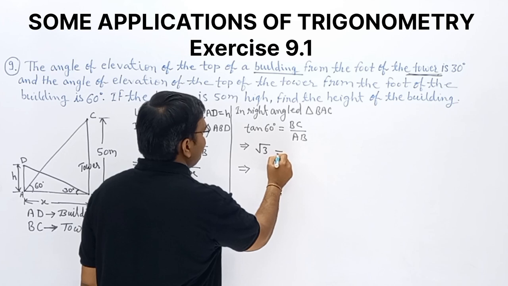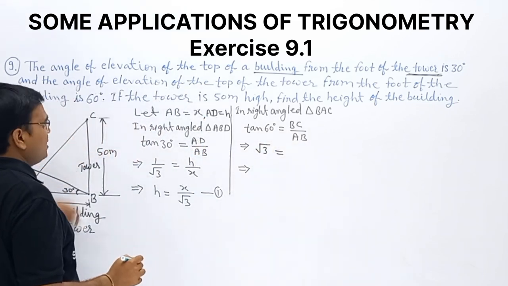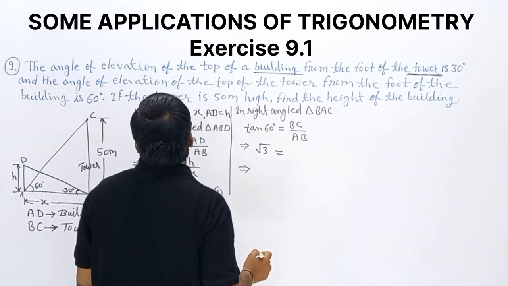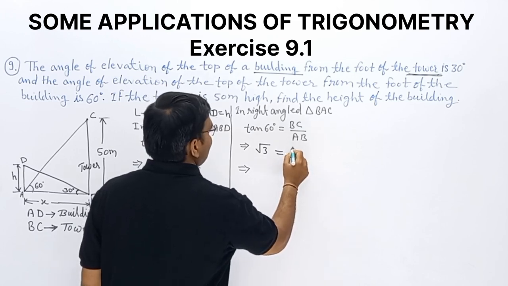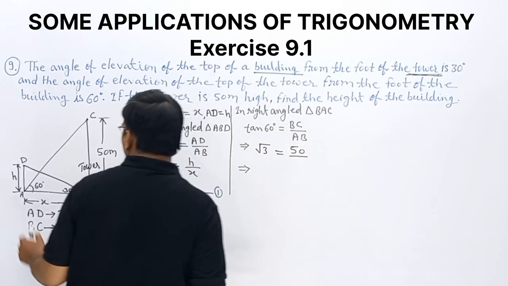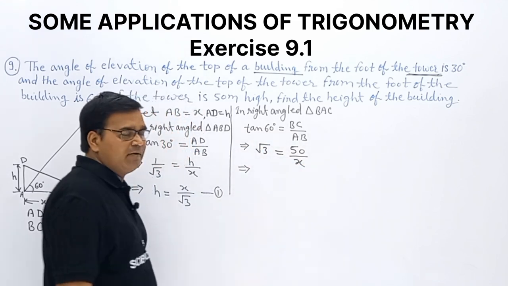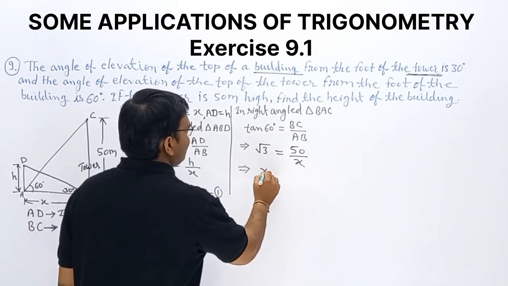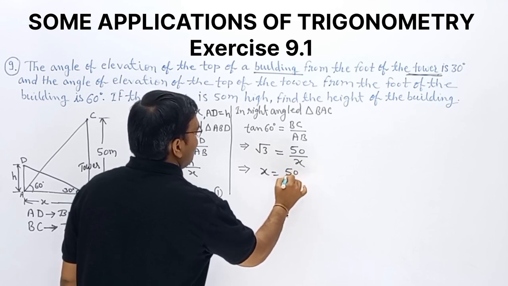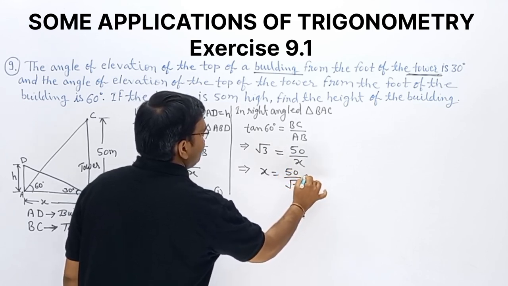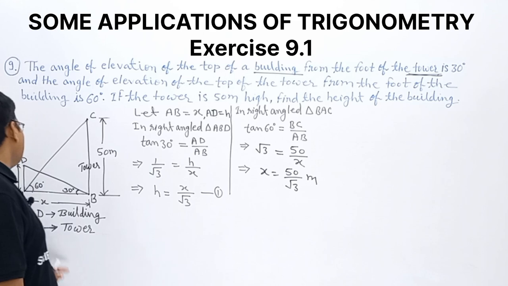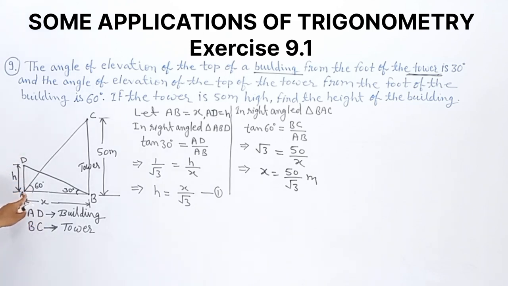BC is the height of the tower. It is given in the question: 50 meter divided by AB. AB we assumed as x, so we will write x. So only one variable we have. Solve for x. So x can be written as 50 upon square root of 3 meter. This is the distance between the foot of the building and the foot of the tower. So distance between both points is what?